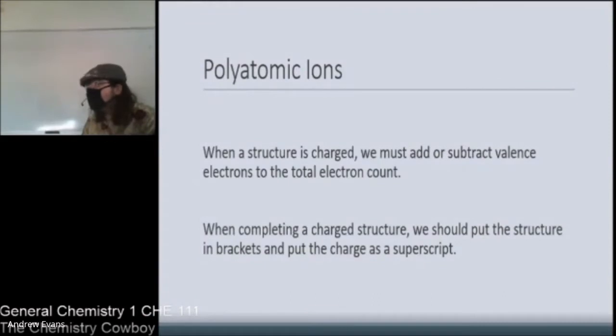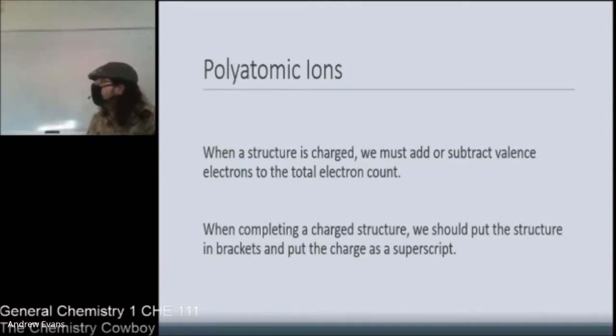If we were to do a charged species like NH4+, ammonium, you would think, okay, nitrogen typically has 5. Each hydrogen typically has 1. So you would have 9 electrons to deal with. But because it's NH4+, 9 electrons goes to 8. And so we would create a structure that is 1 less.